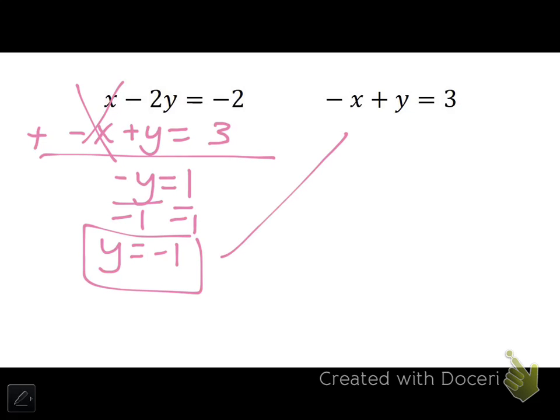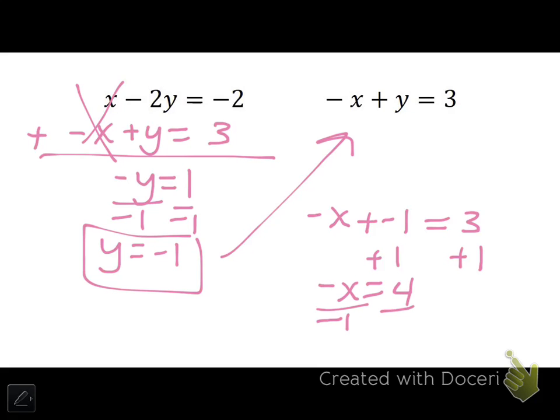So let's go ahead and plug it back in. Negative x plus negative 1 is equal to 3. Add 1 to both sides. Negative x is equal to 4. Again, divide both sides by negative 1 because x isn't by itself yet. So then x should equal negative 4.